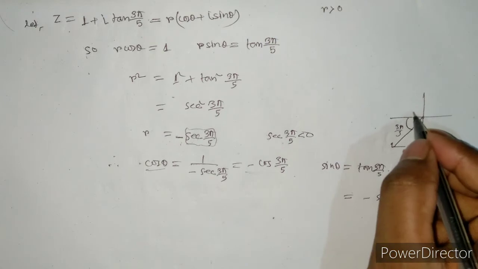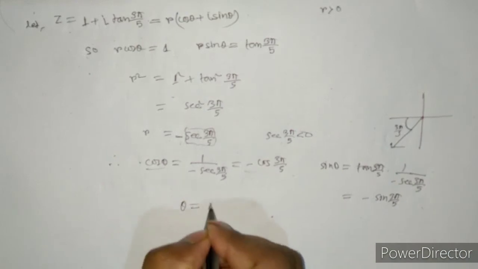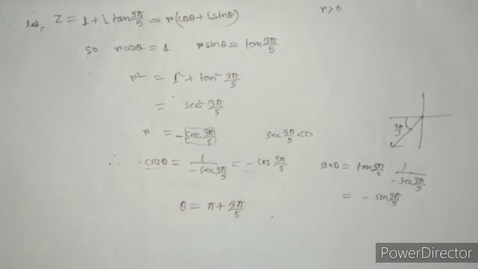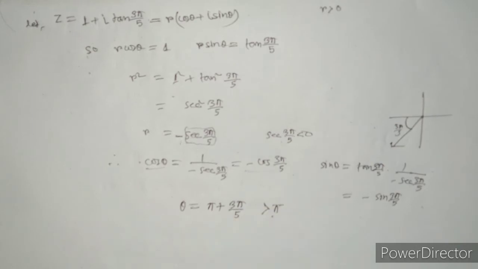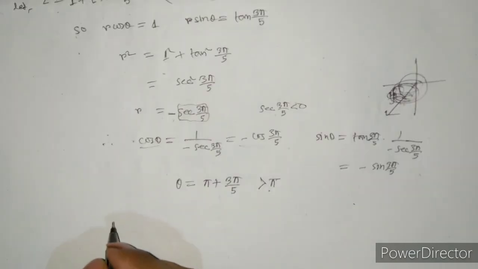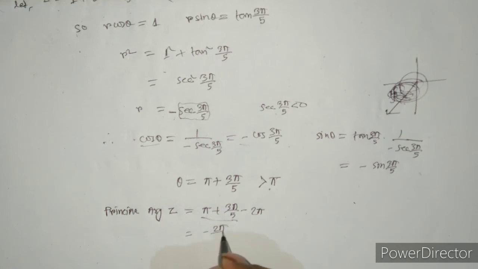So we have to add pi as in the previous problem. Theta equals pi plus 3 pi by 5, and this is greater than pi, so to get the principal value we have to subtract 2 pi from this. So the principal argument is pi plus 3 pi by 5 minus 2 pi, which is minus 2 pi by 5.